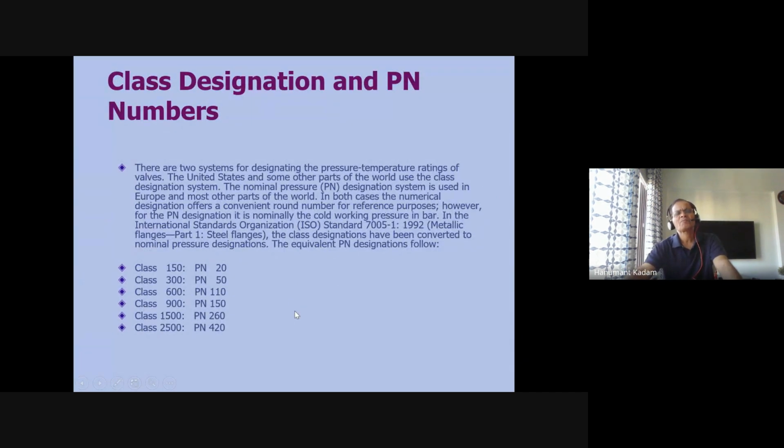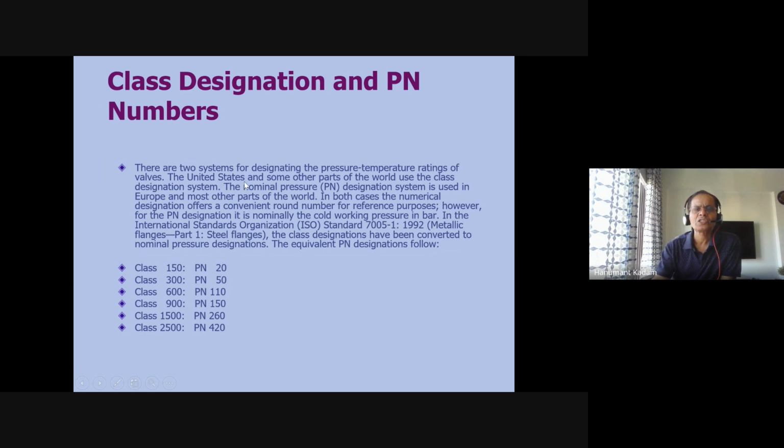This is very important, some standards are there: class designation and PN numbers. For example, class 150, PN 20. This way industry people normally talk: we require a valve with class 150, which means what? So that is what is mentioned. This is very important for the early stage. So the PN is actually not the United States standard.